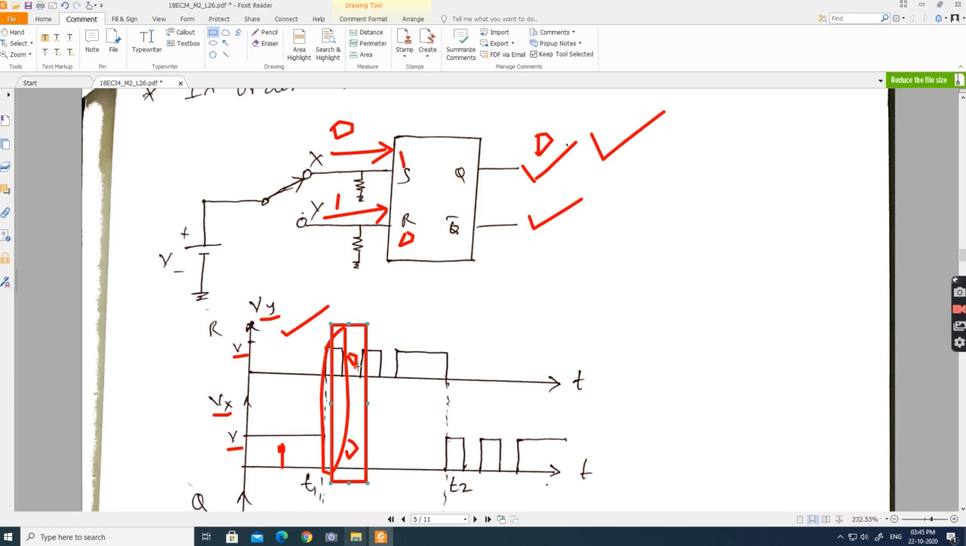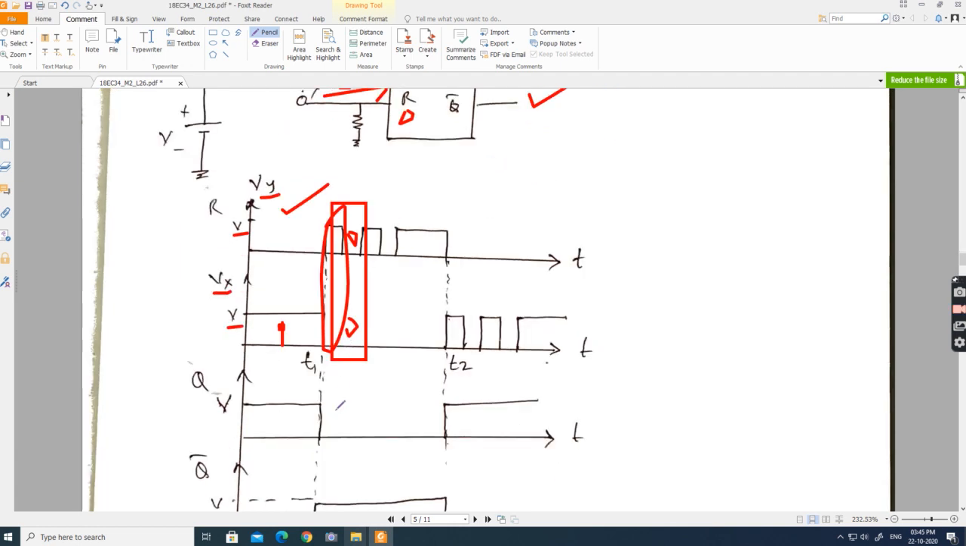In this condition, S is 0, R is 0. When both S and R are 0 0, what will I get? Output will be previous state. So output will retain state.